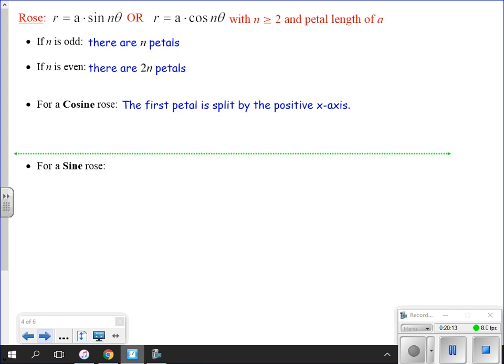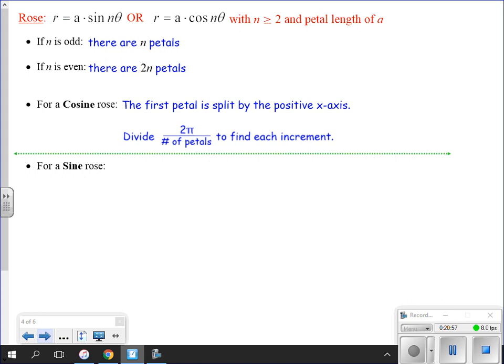So it's always split by the positive x-axis for a cosine. Divide 2 pi by the number of petals to find each increment. In other words, how many times am I going to go around for the number of petals, and how far apart the tips of the petals are? What the angle is that I go out for the tips of the petals. So it's 2 pi either divided by n or 2n, depending upon whether n is odd or even. So you got to know the difference between odd or even.